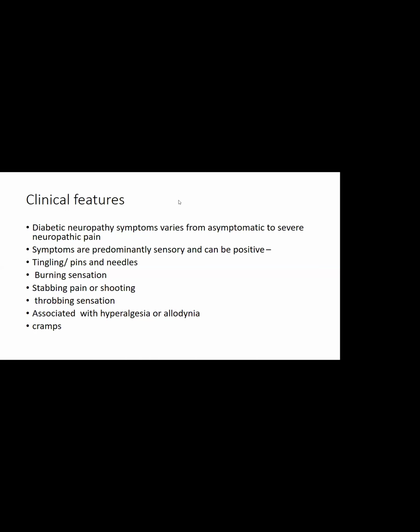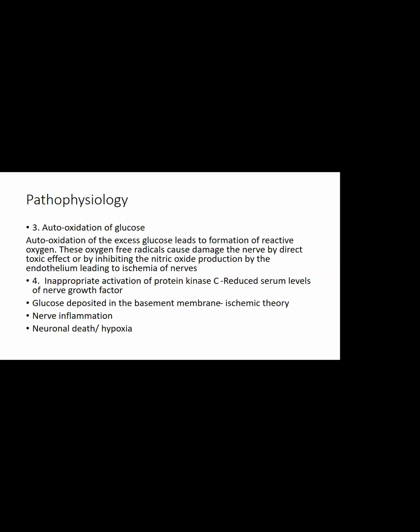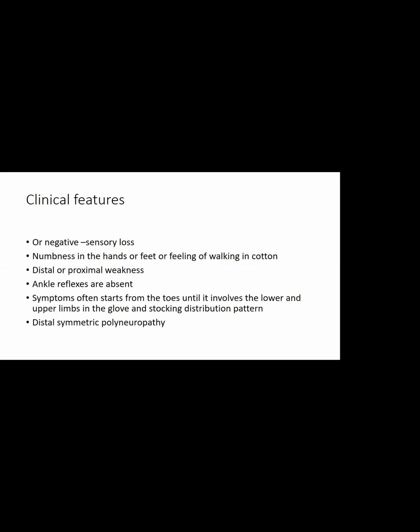It can also be negative, in which there will be sensory loss, numbness in the hands and feet. The patient will feel like walking on cushions. Diabetic neuropathy is mainly with distal or proximal weakness. Ankle reflexes are absent. Symptoms often start from the toes until it involves the lower or the upper limbs in a glove and stocking distribution pattern.